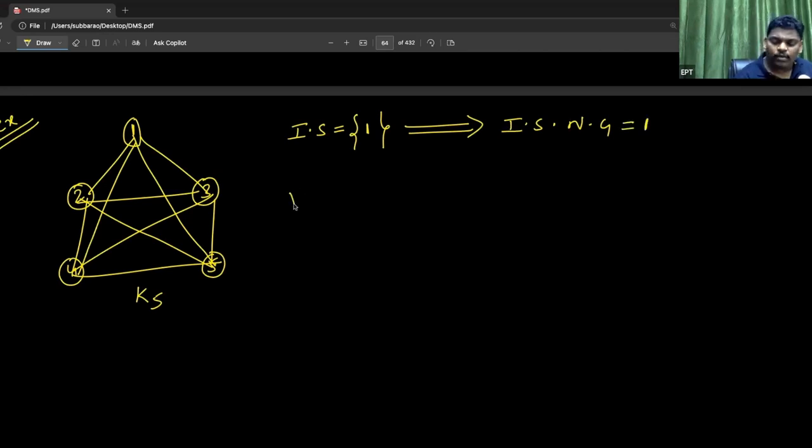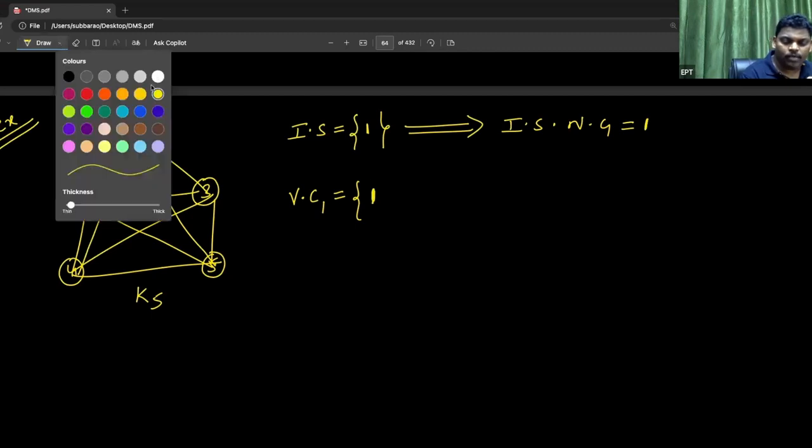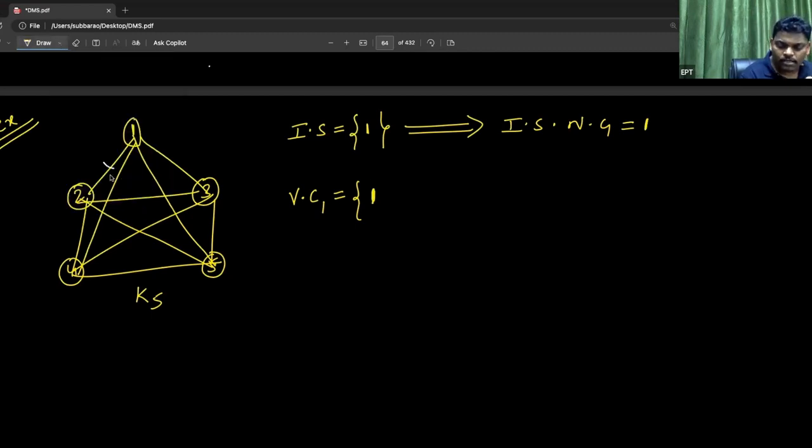Now come here. Vertex cover of the graph. Because it is a complete graph, so many edges are there. If I take 1, see the answer. These edges are covered. Remember, K5 contains 5 into 4, 20 by 2, 10 edges. Already 4 edges are covered. So totally 10 edges, only 4 edges I covered. Careful, if I take 5, these are covered.